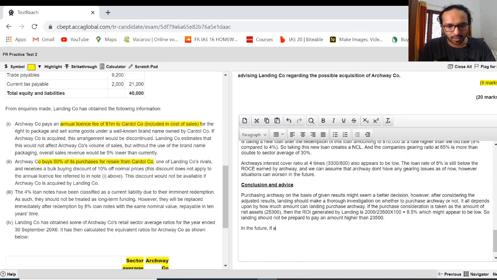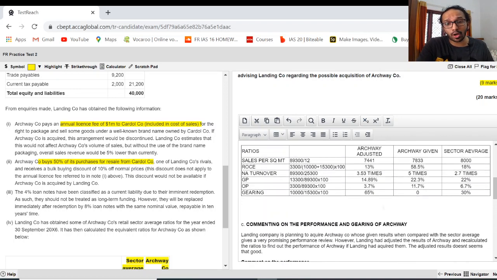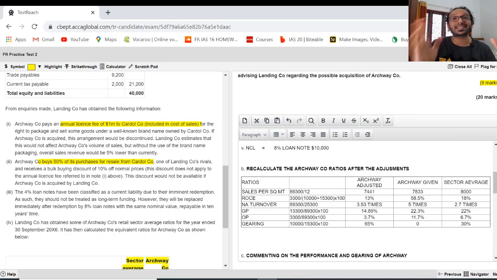In the future, if Landing feels that Archway's sales can be increased by making a new branding arrangement, and because of the synergy of working together, Archway's future results might improve, right? You should always see why the adjusted results are lower than the given results. It is because we had removed certain transactions, right?